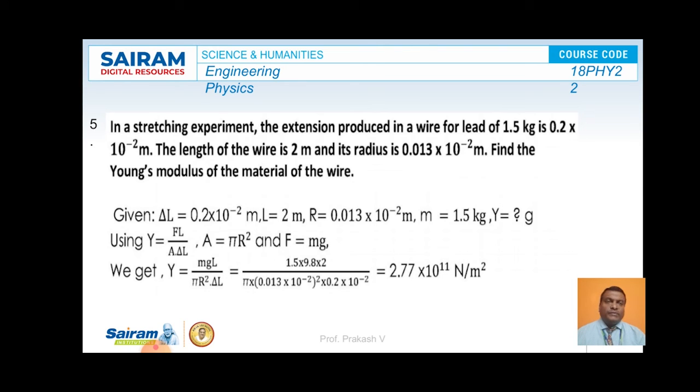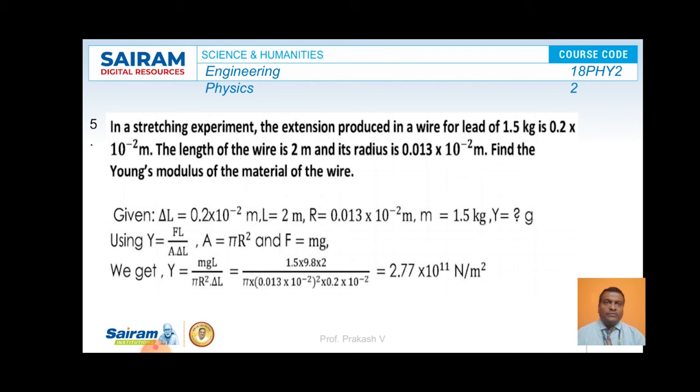In a stretching experiment, so this is the fifth problem. In a stretching experiment, the extension produced in a wire for a load applied of 1.5 kg is observed to be 0.2 into 10 to the power minus 2 meter. So this is the extension produced because of the load applied, that is 1.5 kg. The length of the wire is given as 2 meter and its radius is 0.013 into 10 to the power minus 2 meter. So we have to find the Young's modulus of the material of the wire.